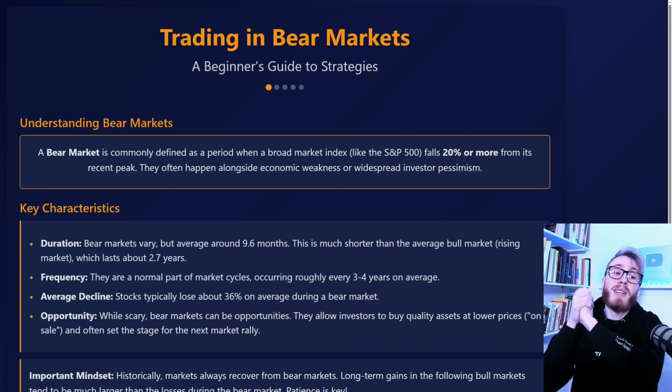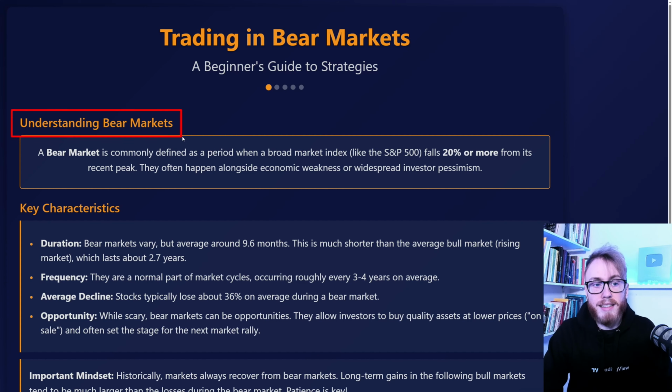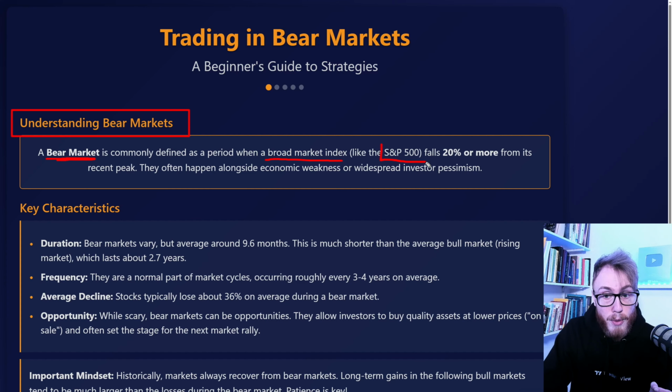But alright, so in order to make money in bear markets, the very first thing we need to do is, of course, to understand what a bear market is. And in very simple terms, a bear market is commonly defined as a period when a broad market index, for example, the S&P 500, falls 20% or more from its recent peak.